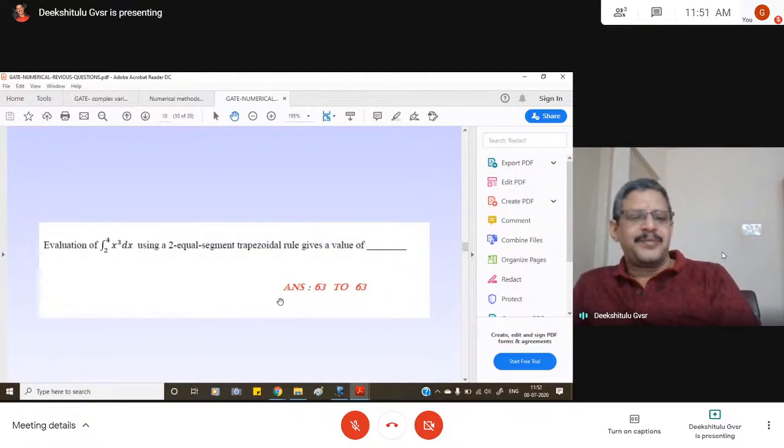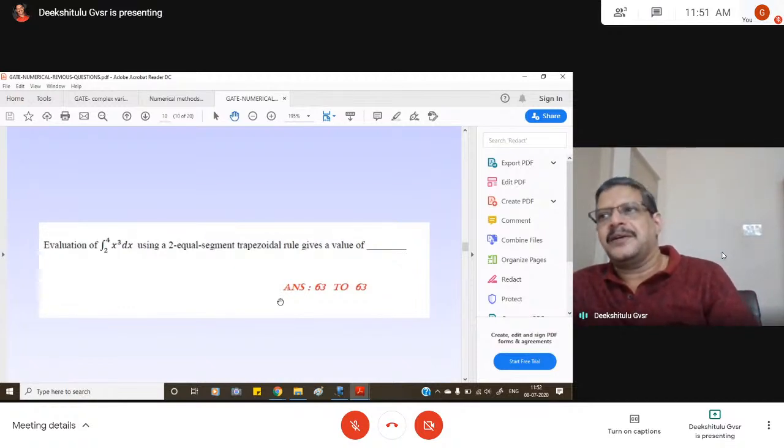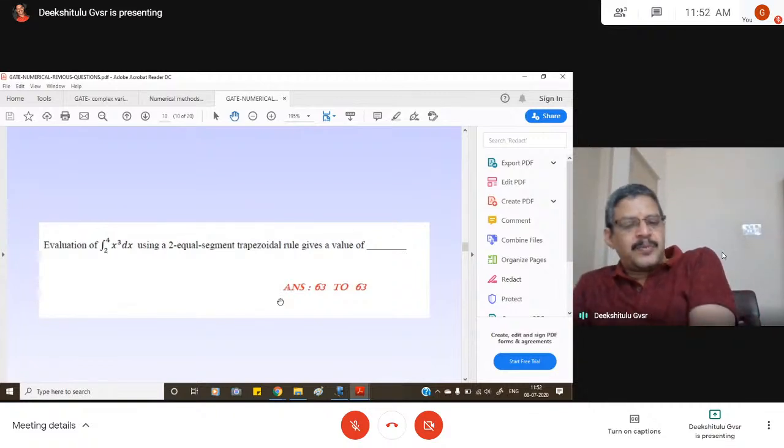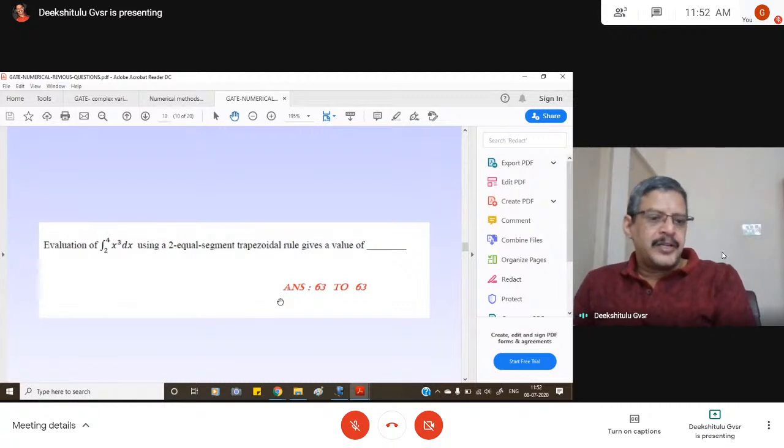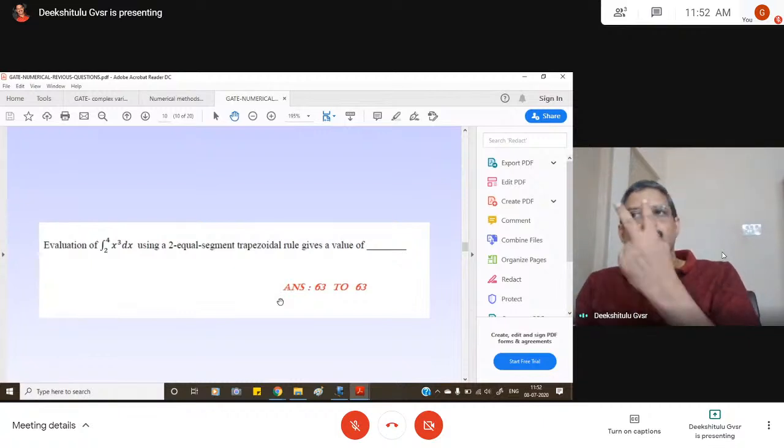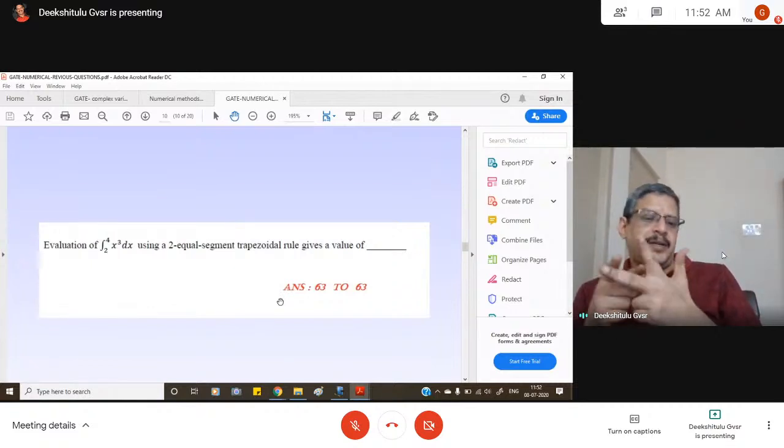In numerical methods, I think you mostly get questions on numerical integration, so we have to be very careful with it. Again, one more problem on numerical integration. Integral from 2 to 4 of x squared dx using a 2 equal segment trapezoidal rule. Only 2 equal segments. That means it should be 2, 3, 4, because the integral from 2 to 3 and 3 to 4 gives only 2 equal segments.